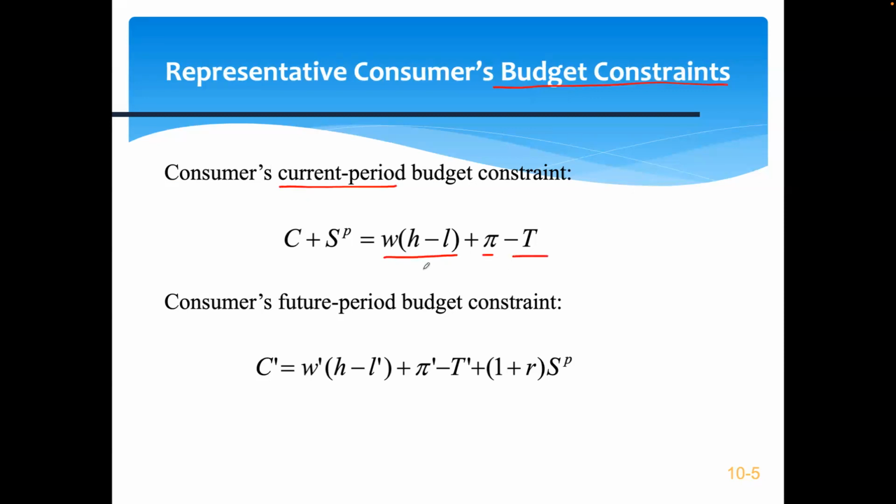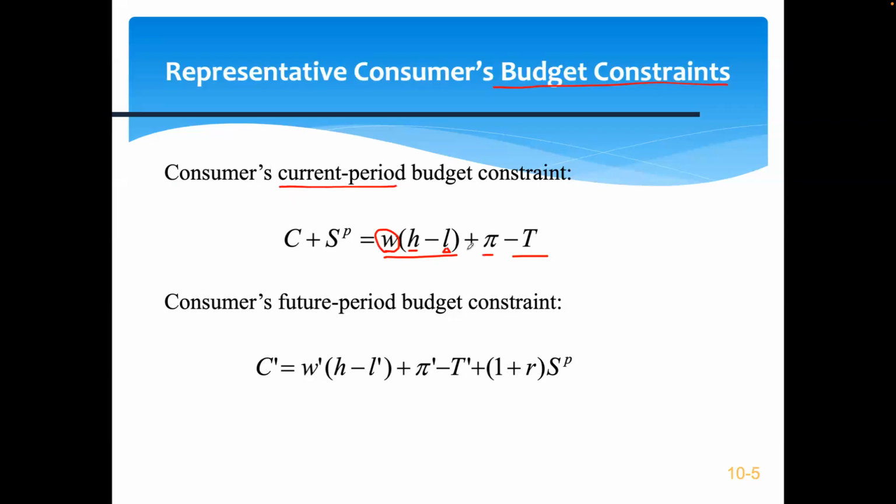So where is the wage income coming from? Here, W is the wage rate. H is the total hours available. Just think about it: every day you have 24 hours in total. On average, each of us sleeps for 8 hours, so you have 16 non-sleeping hours. This is this H. Minus L, where L stands for leisure, right?